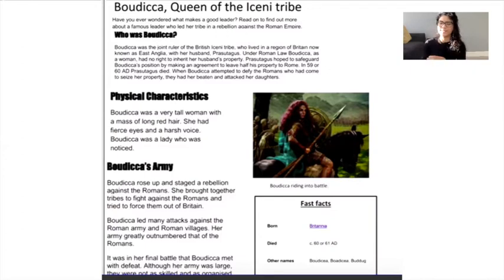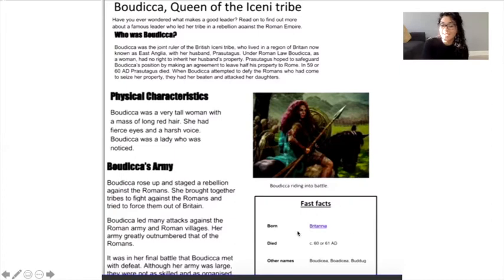Physical characteristics. Boudicca was a very tall woman with a mass of long red hair. She had fierce eyes and a harsh voice. Boudicca was a lady who was noticed. That's Boudicca riding into battle.